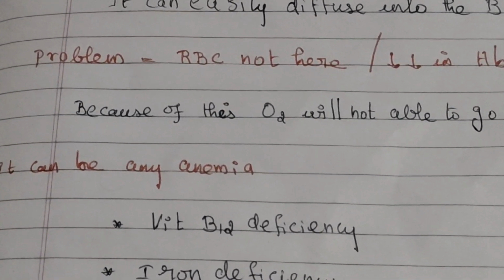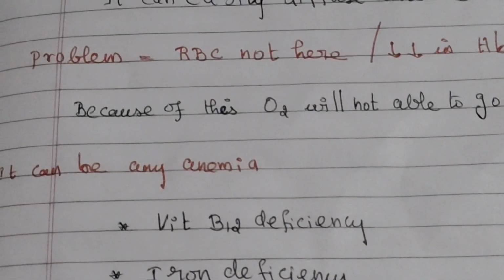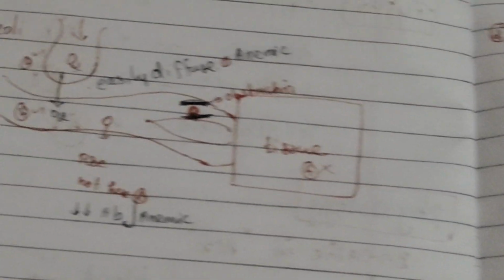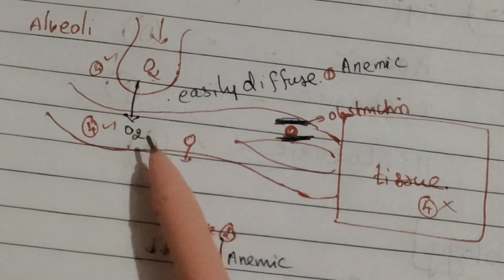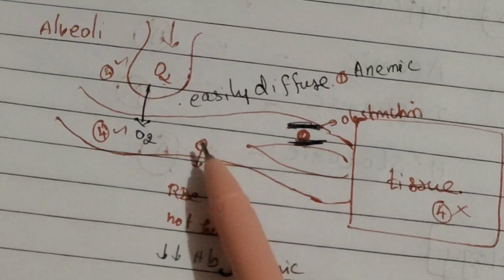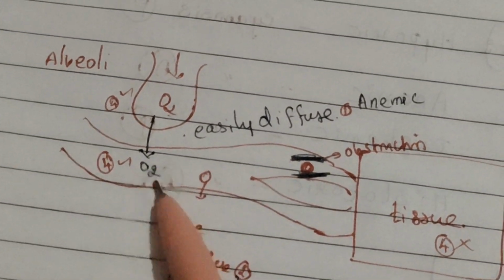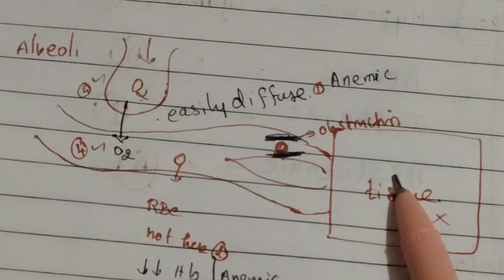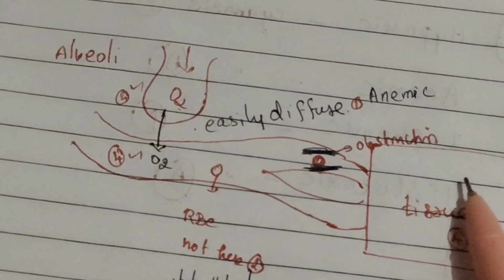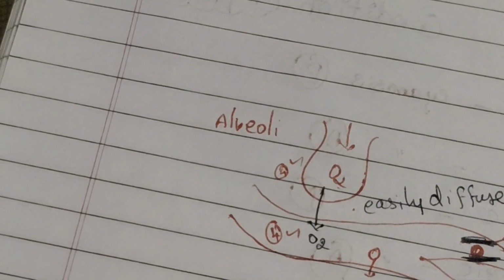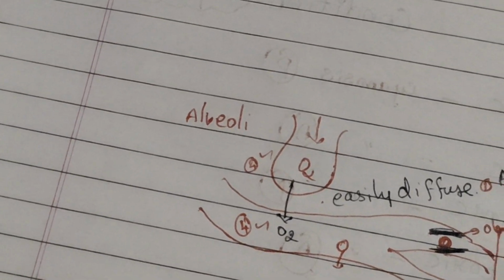So this one happens because of an anemic condition. Oxygen will reach the blood vessels, but there is less RBC or hemoglobin. For that reason oxygen cannot reach the tissue. So in the second one, this is the problem. In the first one, it is atmospheric, that oxygen is the problem.